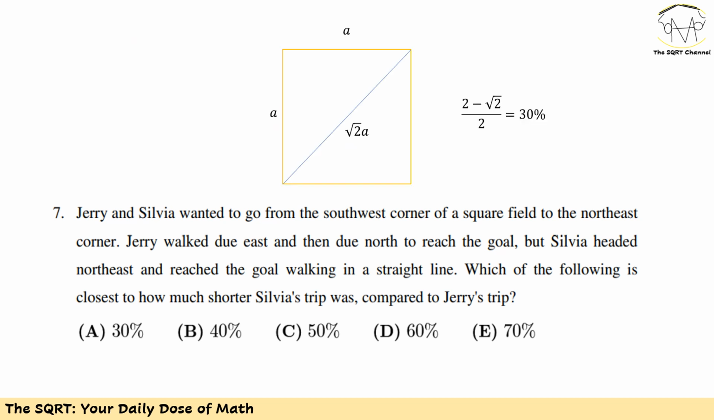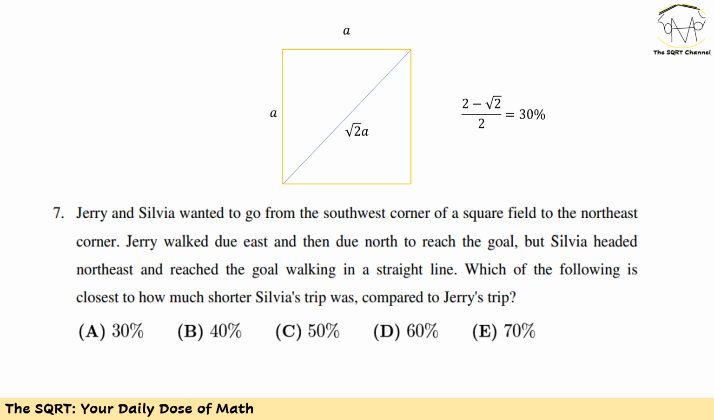Let's assume that we have one square with side A. Jerry is going to take A plus A, or 2A here, to reach the goal. And Sylvia is going to use the diagonal, which is basically a square root of 2 times A.